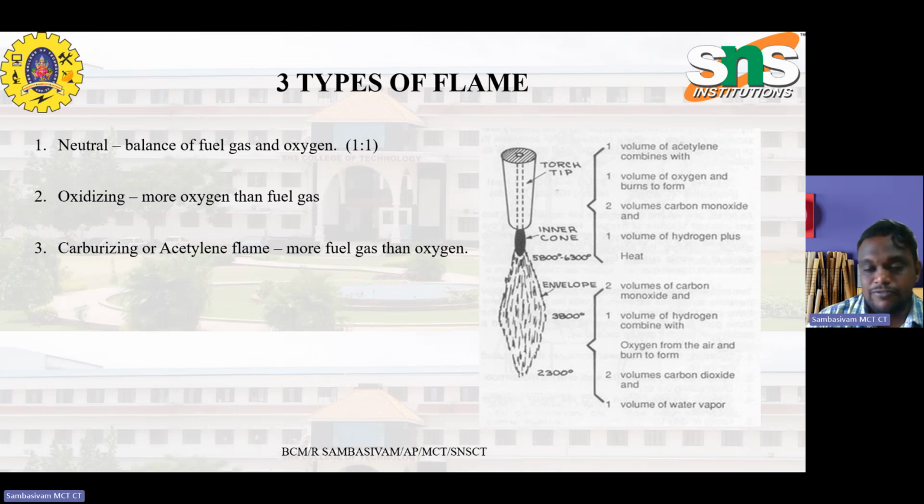Based on that, three types of flames are classified. One is neutral, a balance of fuel and oxygen. Then oxidizing, more oxygen than fuel, and carburizing, more fuel than oxygen. These depend on the picture as shown, on how the volumes are developed. The torch tip, inner core and envelope are at around 3,000 to 3,600 degrees Celsius. One volume of acetylene combined with one volume of oxygen burns to form two volumes of carbon monoxide and one volume of hydrogen plus heat. Then two volumes of carbon monoxide and one volume of hydrogen combine with oxygen from the air and burn to form two volumes of carbon dioxide and one volume of water vapor.